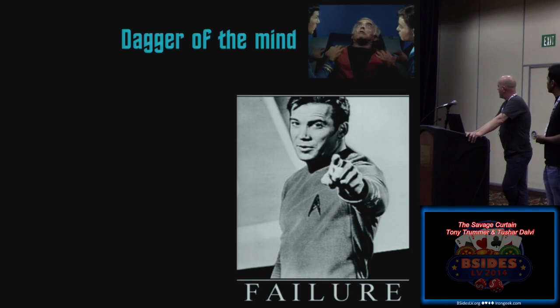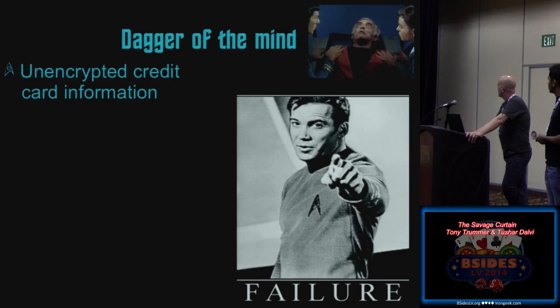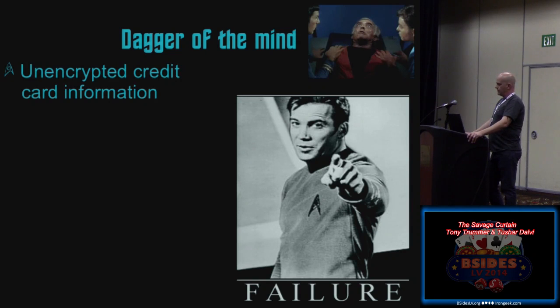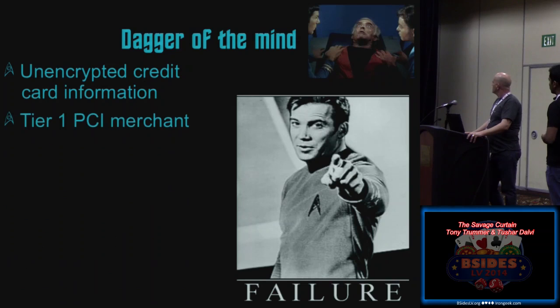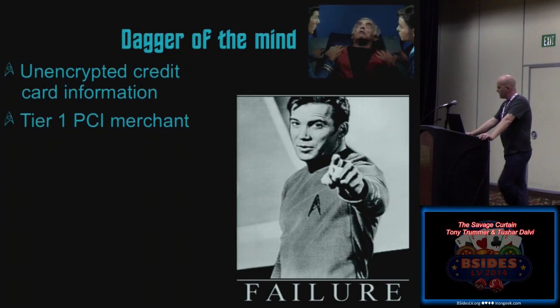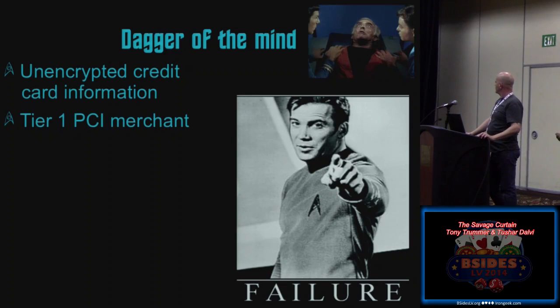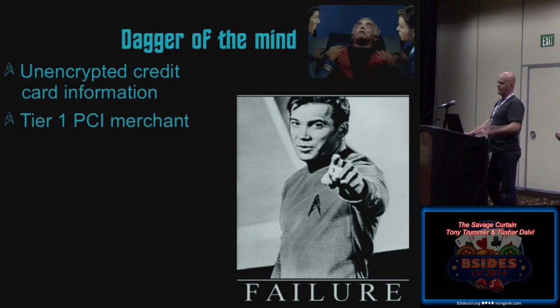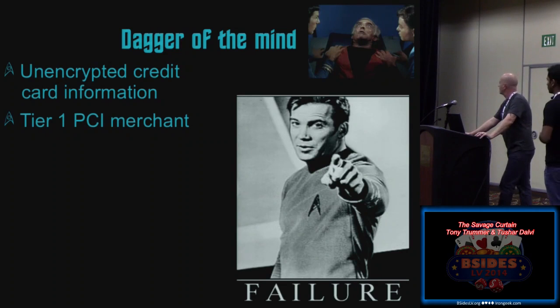Obviously, for an app to be pony-worthy, you have to leak credit cards, right? So we had unencrypted credit card information. The difference here is that they're a tier 1 PCI merchant, right? So we're talking about scale. Obviously, tier 1 status means you process lots and lots and lots of credit cards, right? I'm pretty sure, last time I looked at a PCI checklist, there's something about encrypting using SSL in there. I'm not 100% sure on that, but I'm pretty confident.